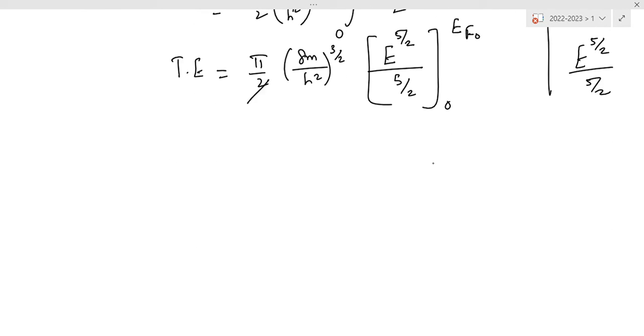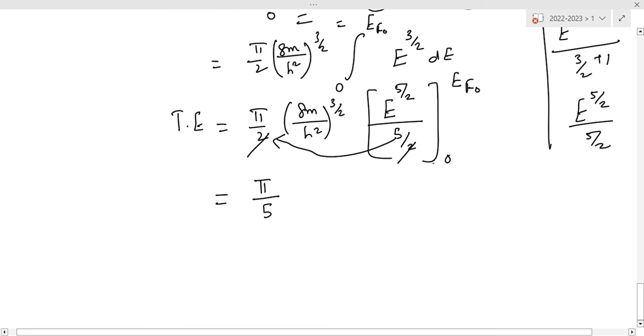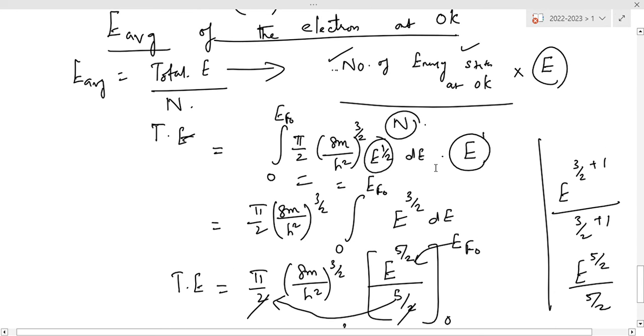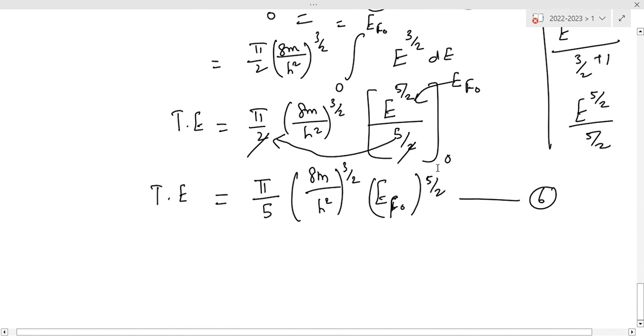Then this 2 gets cancelled off. This 5 is taken over here. Pi by 5 (8m by h square) the whole power 3 by 2 EF naught power 5 by 2. The limit is applied here. So this is the total energy of the electron. Now let this be equation number 7. I am considering this as 7.